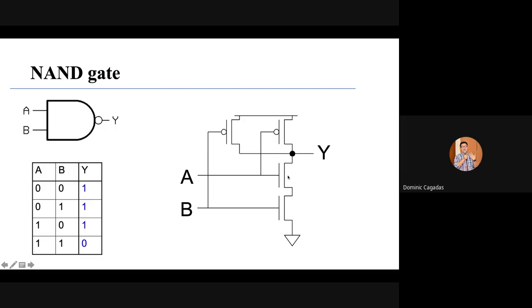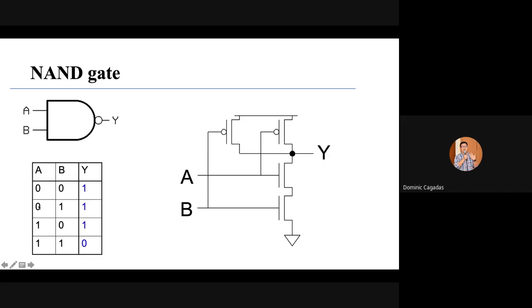Our NMOS, if both A and B are 0, this NMOS here is off. So if this is on and this is on, and it is connected to our supply, therefore our output Y is also high.